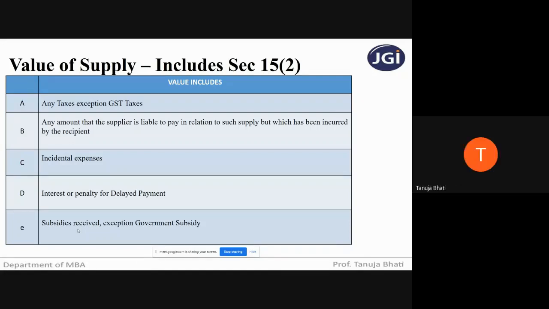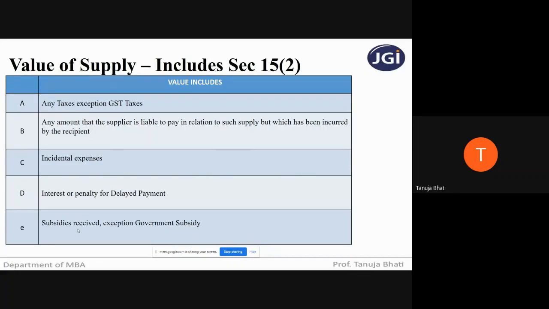So quickly we revise. Section 15 subsection 1 says that value shall be transaction value. What is transaction value? Price actually paid or payable. When will you consider value as a transaction value? When two conditions are satisfied: buyer and seller are not related, and price is the sole consideration. When I say not related, it means they should not be related to each other. Like I told you, what is the meaning of related.